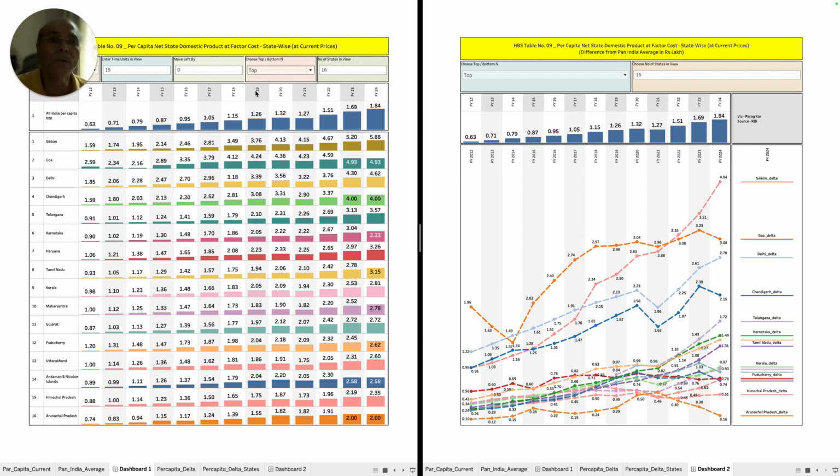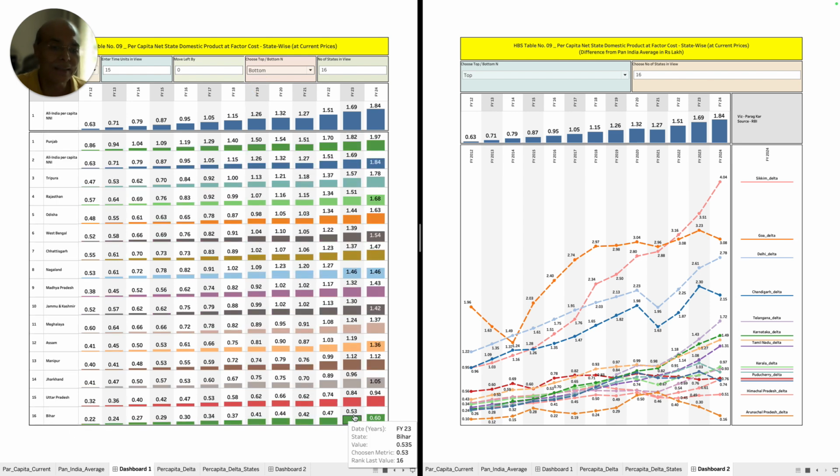Now if I have to do the bottom 15, let me just take the bottom here, you will find that Bihar is at the bottom.